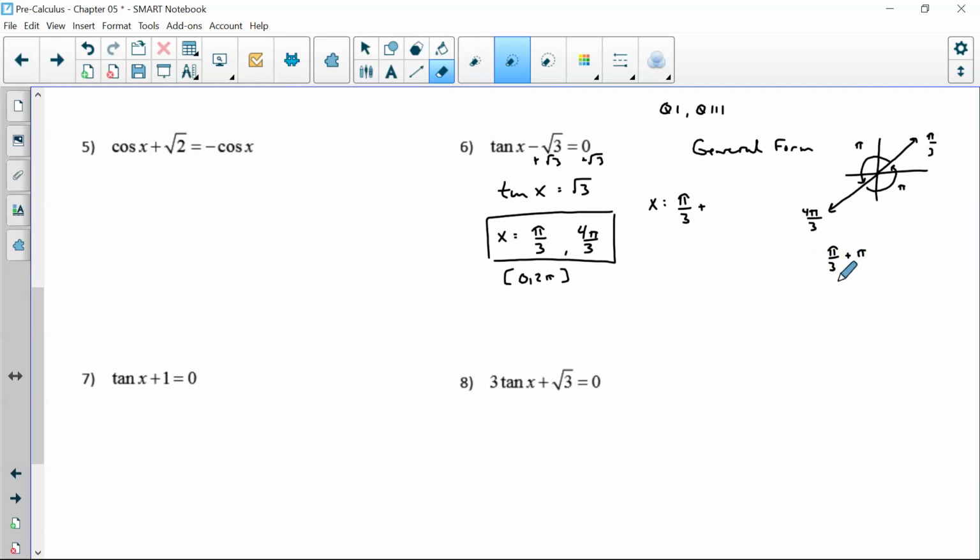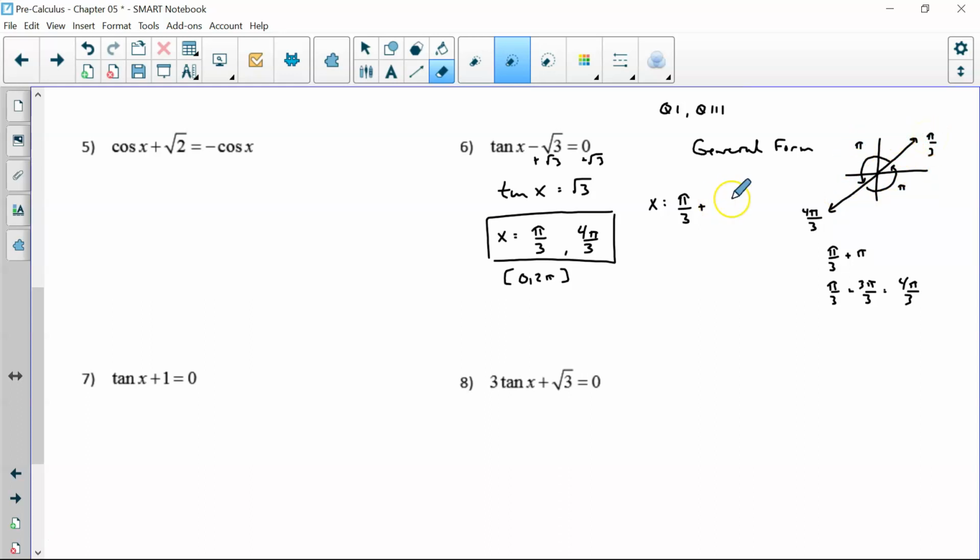So when I write my general form, x equals pi over 3 plus, now if I add pi to that, get my common denominator, pi over 3 plus 3 pi over 3 is 4 pi over 3. You see that takes me right there to 4 pi over 3? And if I keep adding, I'm at 7 pi over 3, which is up here. 10 pi over 3 is here. 13 pi over 3, and so forth. It's just going to keep going.